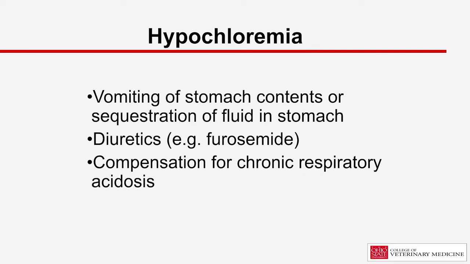And then as far as compensation for acid-base disturbances, we have the reciprocal situation when you have compensation for chronic respiratory acidosis. With chronic respiratory acidosis, the PCO2 goes up, right? When the PCO2 goes up, the pH goes down. When the pH goes down, the kidneys secrete more hydrogen ions, and when they secrete more hydrogen ions, they reabsorb more bicarbonate. The bicarbonate goes up, the chloride goes down.